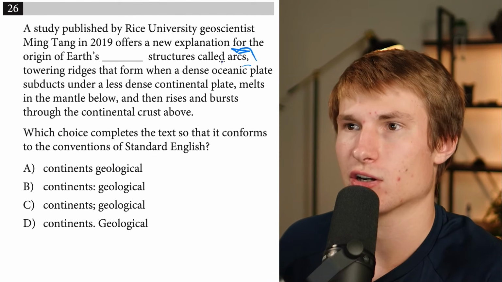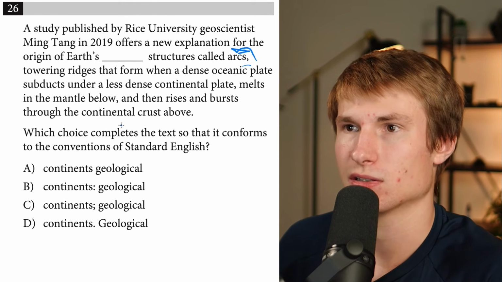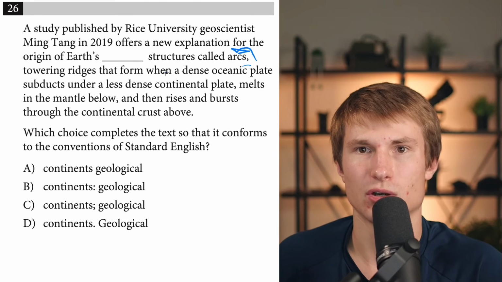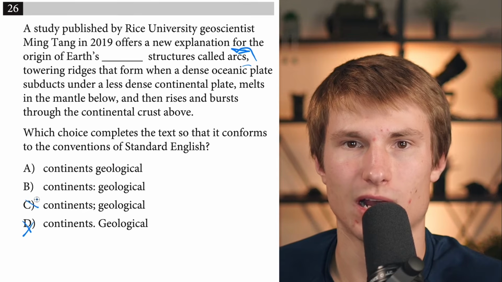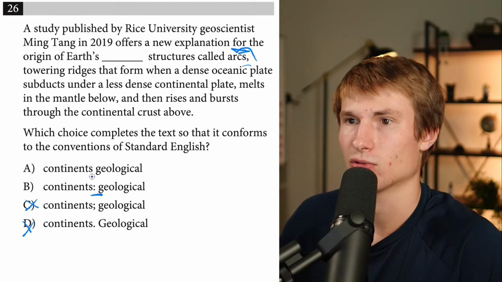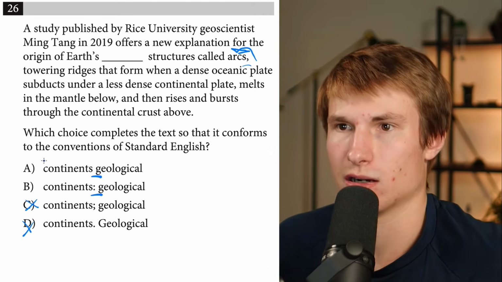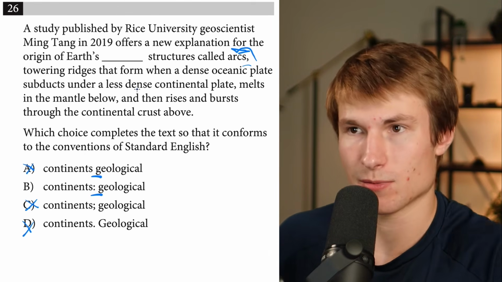Okay, geological structures called arcs is not an independent clause. Okay, that is a supplementary phrase. So that can't stand on its own. So we can't connect it with a period. We cannot connect it with a semicolon either. Okay, so then we have either a colon or nothing. Well, we have to have something there. Okay, we can't just have nothing because we do have this supplementary phrase we have to connect.